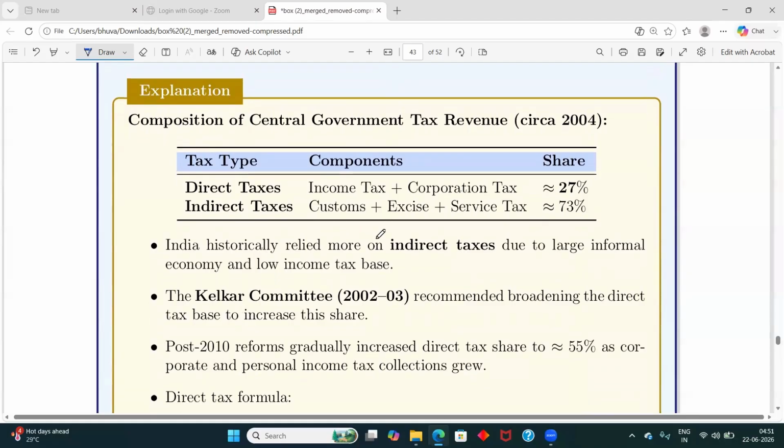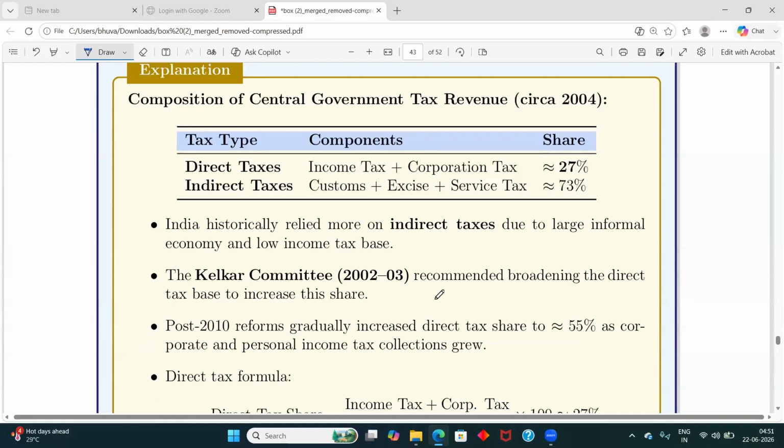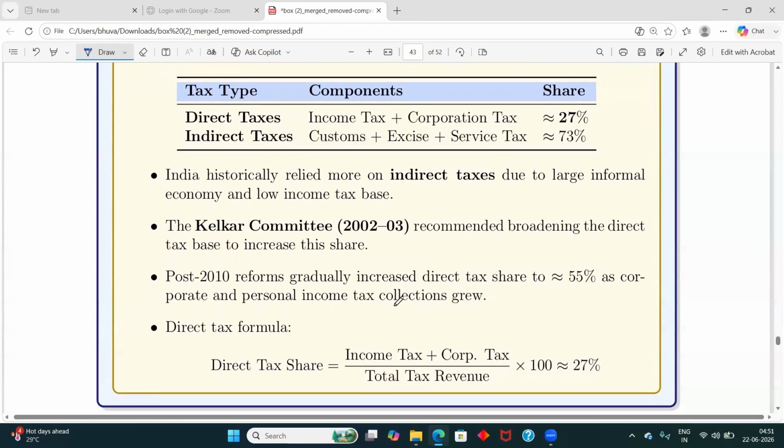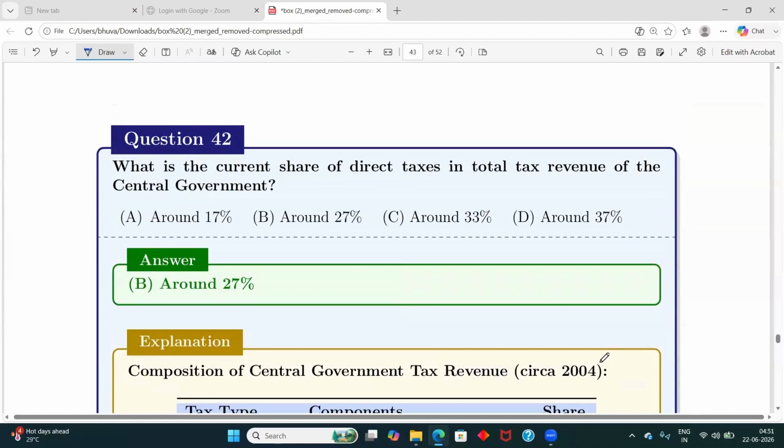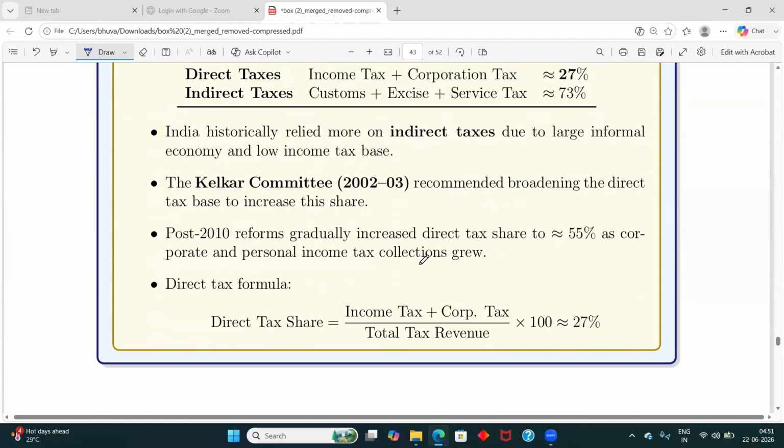India historically relied more on indirect tax due to a large informal economy and a narrow income tax base. The Kelkar Committee in 2002-03 recommended broadening the direct tax base. Post-2010 reforms gradually increased the direct tax share to 55% as corporate and personal income tax collection grew. Direct tax share is calculated as income tax plus corporation tax, divided by total tax revenue, times 100, which for that time period is 27%. So option B is correct for this question.